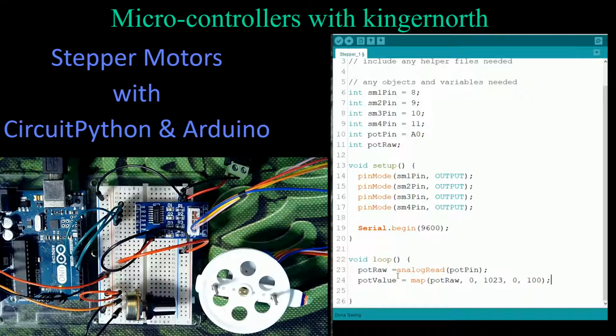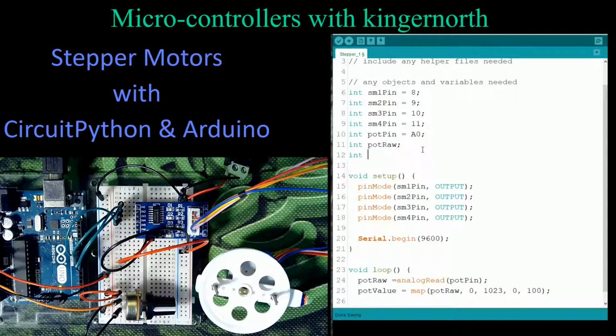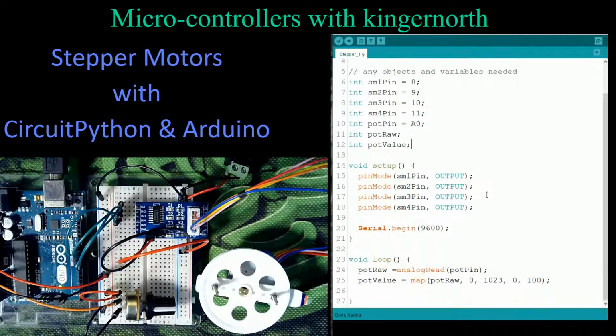But I did add a new variable in here. This is also an integer, and we need to add that up here. So let's put in another integer for pot value. You can see that this is how we build up the variables we need in a program. So at this point, we're pretty good.